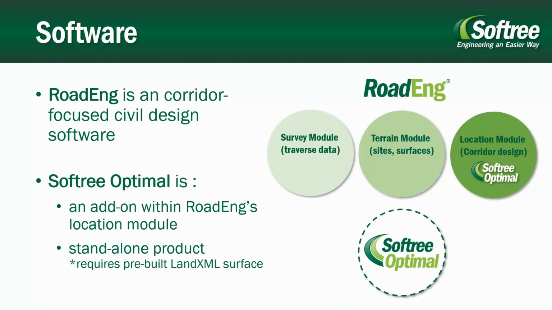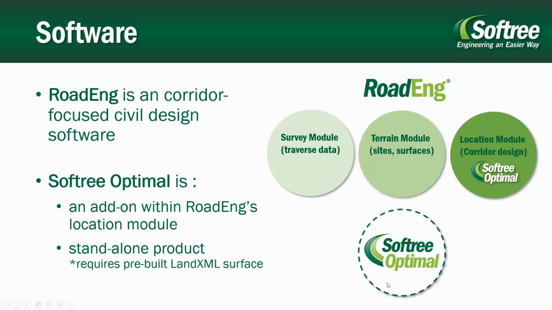So in standalone Softree Optimal, the workflow that we are going to show you today is pretty much identical to once we get into the location module of RoadEng, apart from the terrain surface creation. So in standalone Optimal, it does require a pre-built LandXML surface. So standalone Optimal can be used in conjunction with other civil design software like Civil 3D. We even have an export tool plugin that you can use with Civil 3D to help you get your cross sections and sub-assemblies out of Civil 3D and into Optimal.